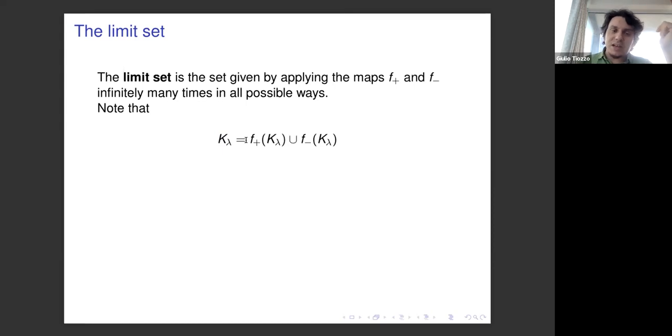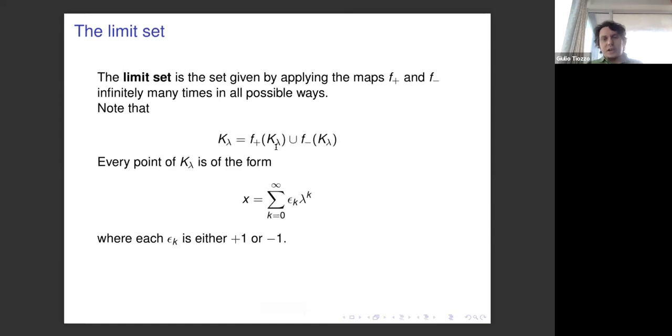And it has this property again that there are two sub copies of it. So there's K lambda, if you apply the map F plus, you get a sub copy of it. And if you apply the map F minus, you get another sub copy. So we will see very shortly pictures. So this is just to recall the setting.